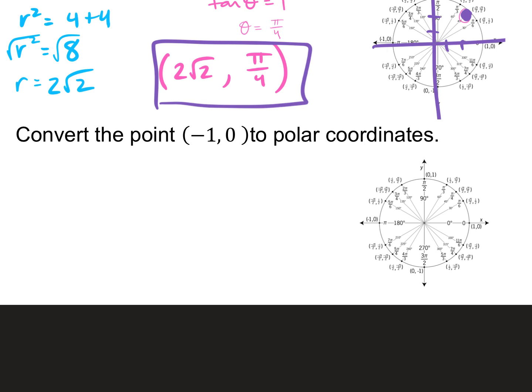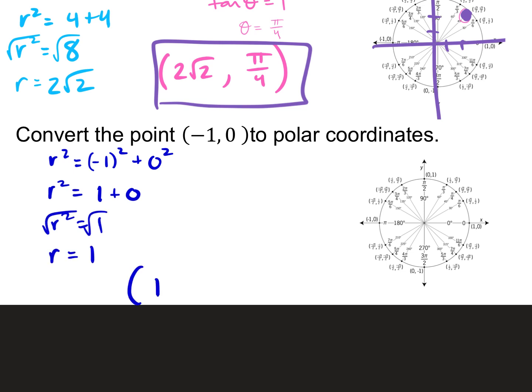All right, let's look at the second one. So let's find r first. So we know r squared is equal to -1 squared plus 0 squared. So r squared is equal to 1 plus 0. R squared is 1, so what is just r? 1. Next, let's find our theta. So tangent of theta is equal to y over x, so 0 over -1. So tangent of theta is equal to 0.